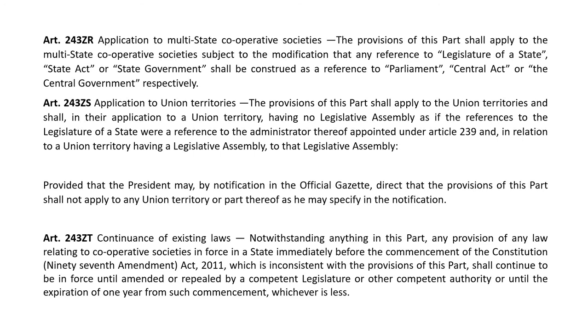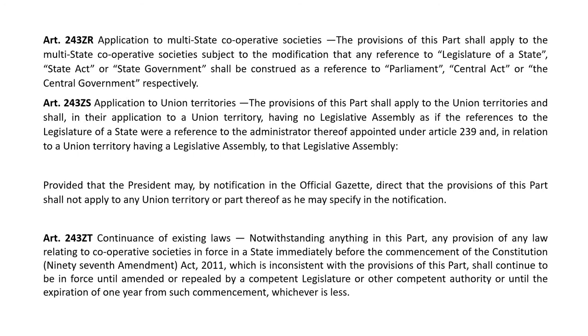The provisions of this part shall apply to the Union Territories and shall in their application to a Union Territory having no legislative assembly apply as if the references to the legislature of a state were a reference to the administrator thereof appointed under Article 239, and in relation to a Union Territory having a legislative assembly, to that legislative assembly, provided that the President may, by notification in the official gazette, direct that the provisions of this part shall not apply to any Union Territory or part thereof, as he may specify in the notification.